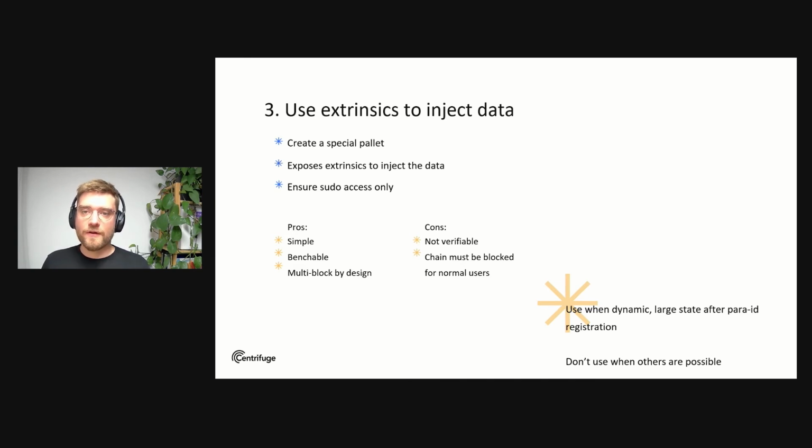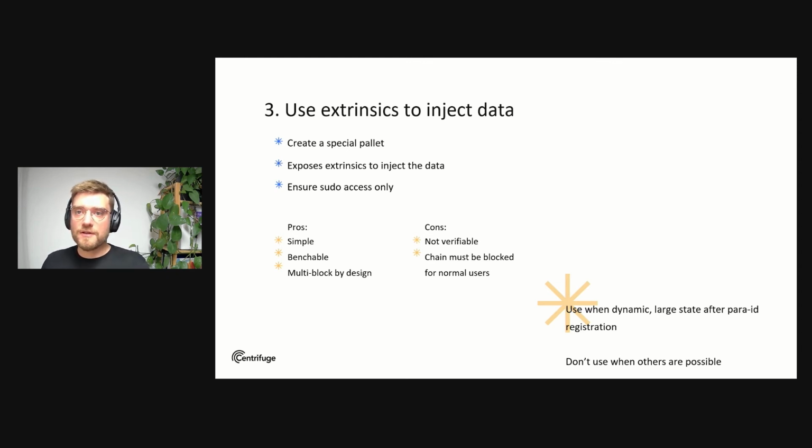And the pro of this extrinsics approach is definitely that it's simple and it's benchable, which is really nice, because the normal Substrate mechanisms that provide you with the security to build the right blocks are still in place if you bench it right. And for this reason, it's multi-block by design when you block your chain for the time you're doing such a migration. The big con on the other side, and this is a part that is really not negligible, is that it's not verifiable, at least the data that you inject.